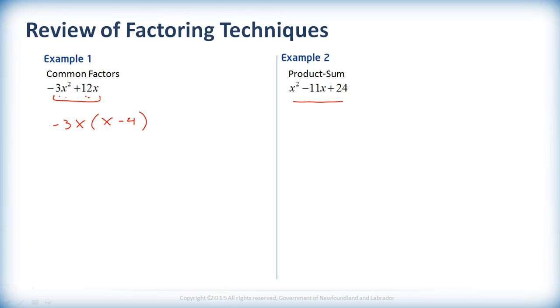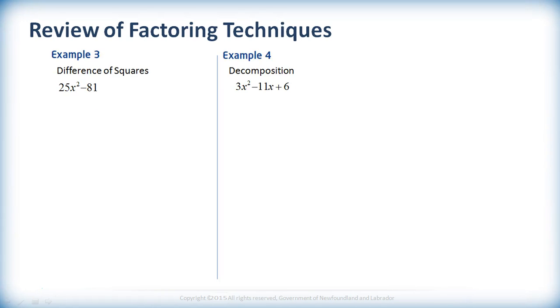Second type of grade 10 factoring we have is called product sum. So we have an x and an x, and what we're looking for is 2 factors of 24 that have a sum of negative 11. All right, so in that case, we're looking for 3 and 8 because they add up to 11 and multiply to 24, and they both have to be negative to add up to negative 11. Okay, we only use product sum when we have a leading coefficient that's just 1, so be careful with that. It doesn't always work. We'll see in a sec.